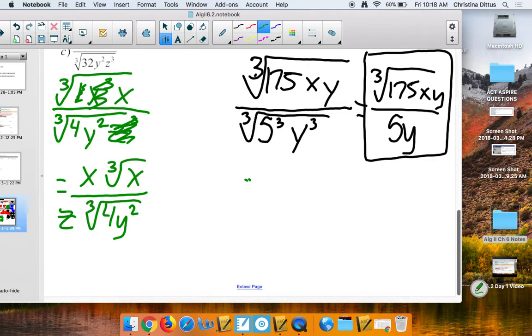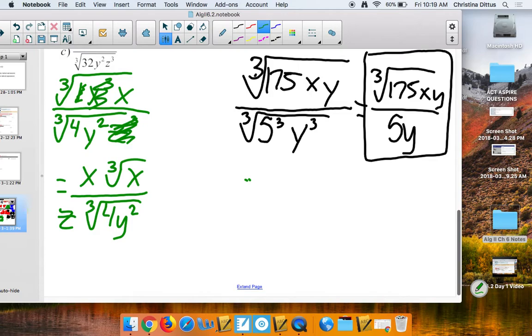Is that your answer? Oh, yes. Why is it not my answer? Can't have a root on the bottom. Okay. You can do a couple different things. We are going to try to make this as simple as possible. So, whenever you have numbers that can be broken down into perfect squares, perfect cubes, you always want to try to break them down.